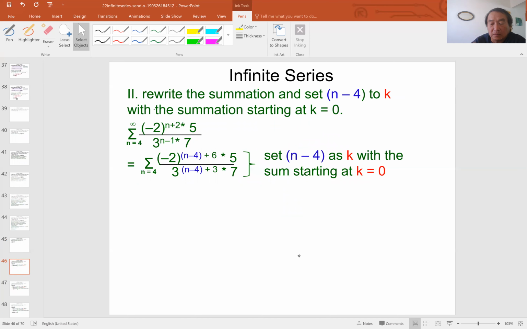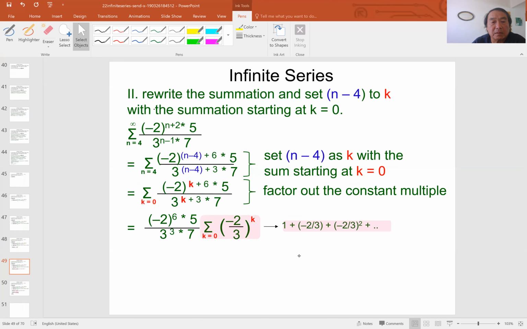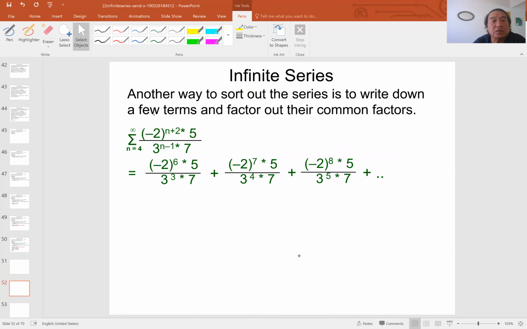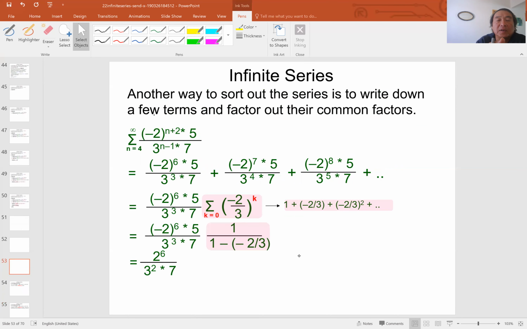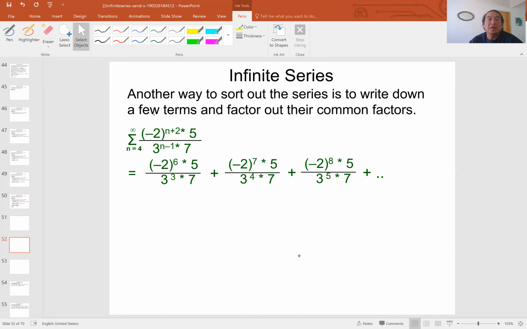But on the other hand, you can do as before: factor out, write out a few terms. It's basically a geometric sum, so you will factor out basically the first term.